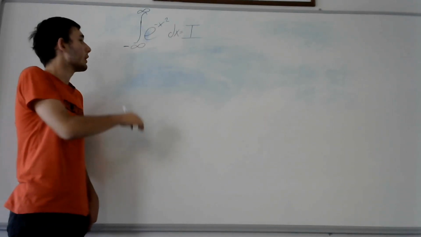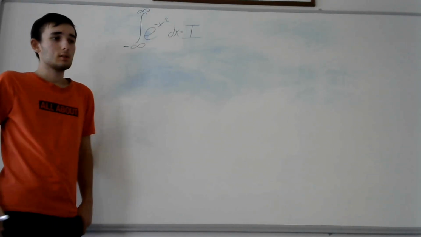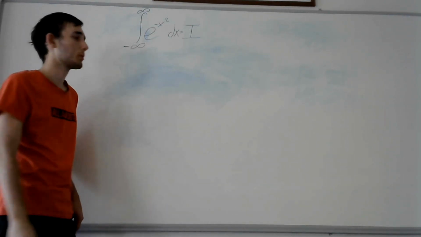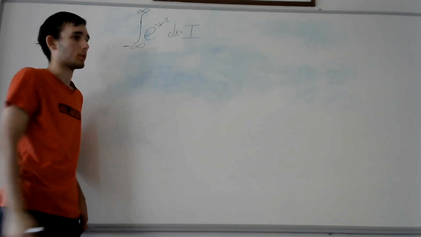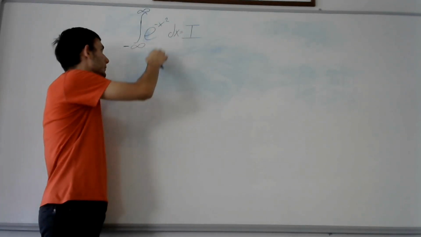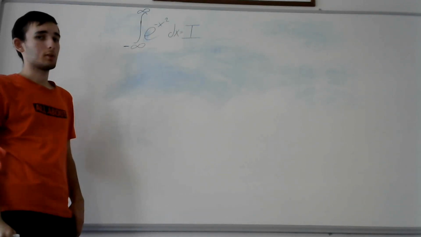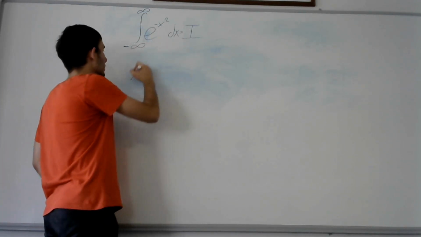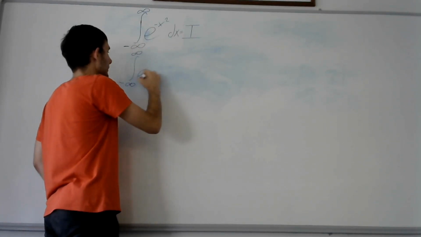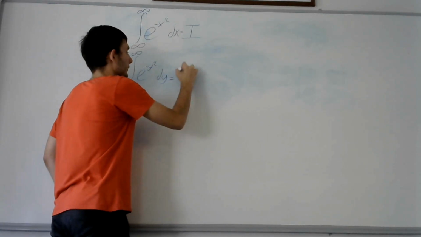So the method we're going to be using to evaluate this integral is known as polar coordinates. So we're going to be using the method of polar coordinates here. To do that, let's notice that if you change this x to y, you still end up with the same integral. So if I say e to the negative y squared dy, this is still I.